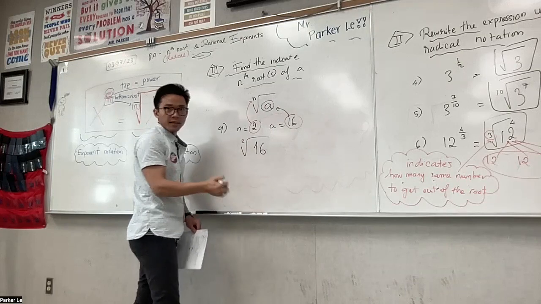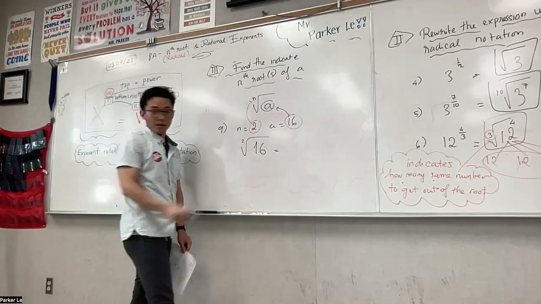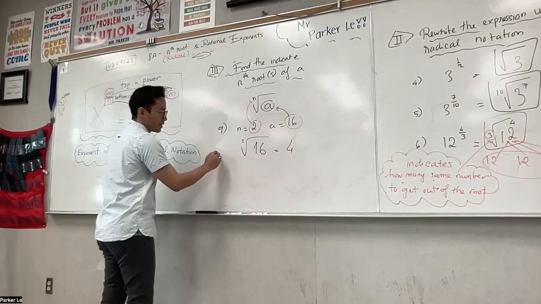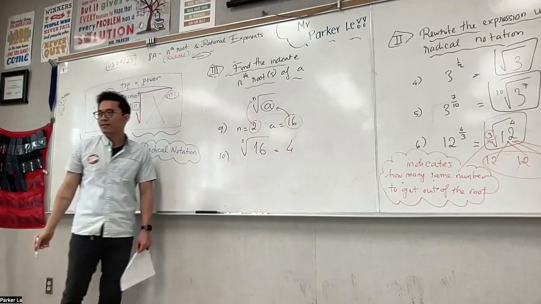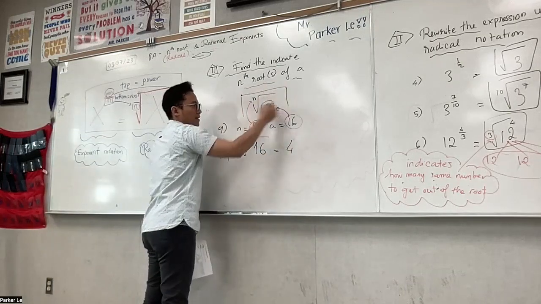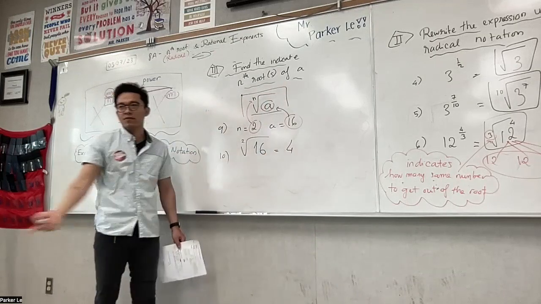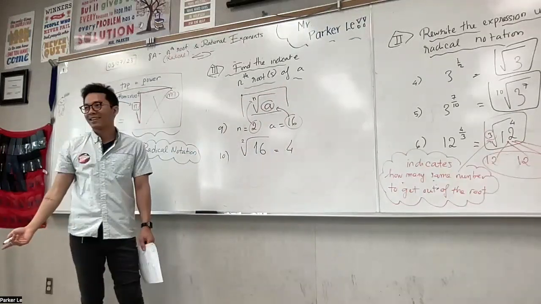What is the square root of 16? 4, right? So the answer is 4. See, that's it. That's the third part. You have this, right? And then I'm going to give you what this number is, what this number is, and you're going to find me the answer.